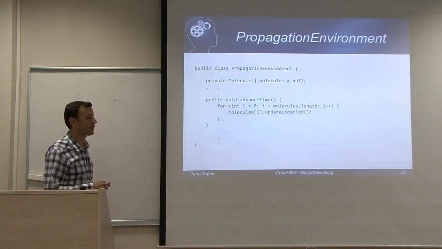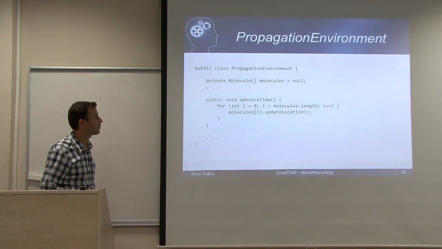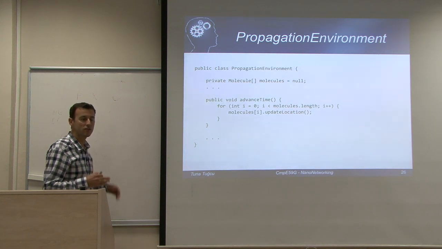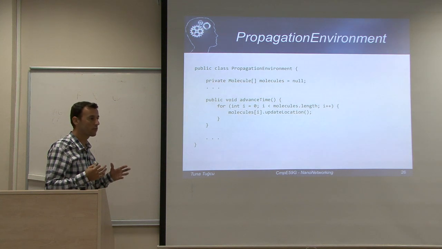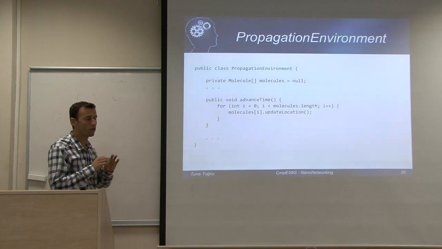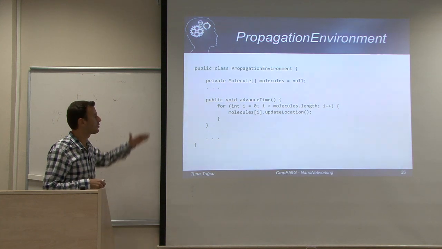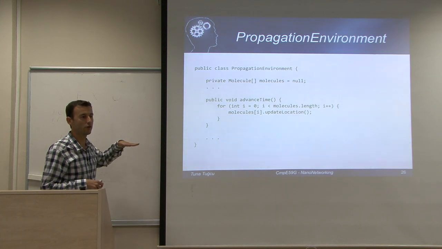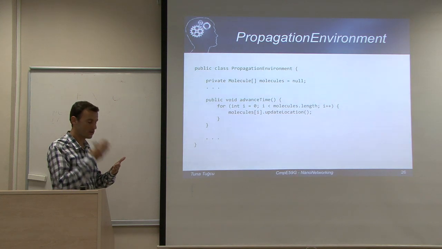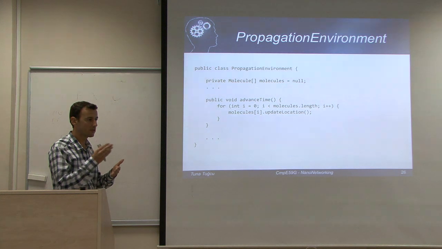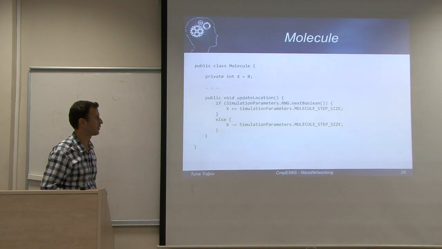And we keep, like in this case, 5,000 molecules here. And we have a simple method to advance time. So at each time step, we execute this in the environment. So the environment is responsible for moving the molecules. So it just goes over the array for each molecule. It updates its location. So by this way, at each time step, the molecule starts moving right or to the left.